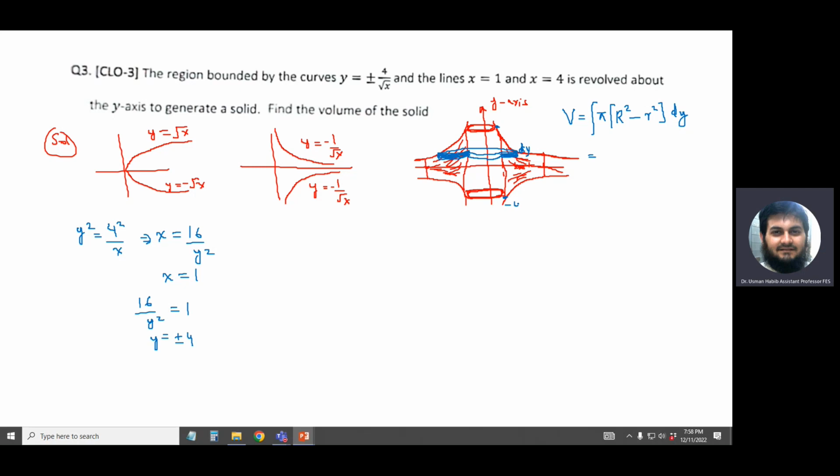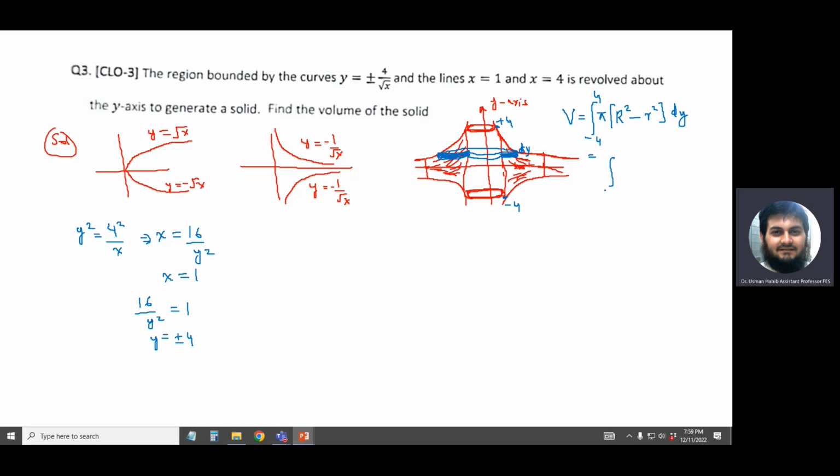So this is actually minus 4 and this is plus 4. So we go from minus 4 up to the plus 4. Now the tricky part is to find the radius of this washer, the outer radius and the inner radius. In terms of the y, if you look at it, the outer radius, the bigger radius, has been bounded by this curve, y equals plus or minus 4 over under root x, or in terms of x, 16 over y squared.